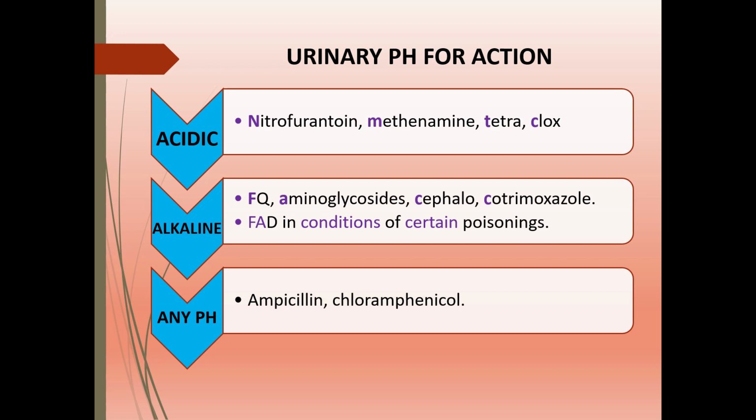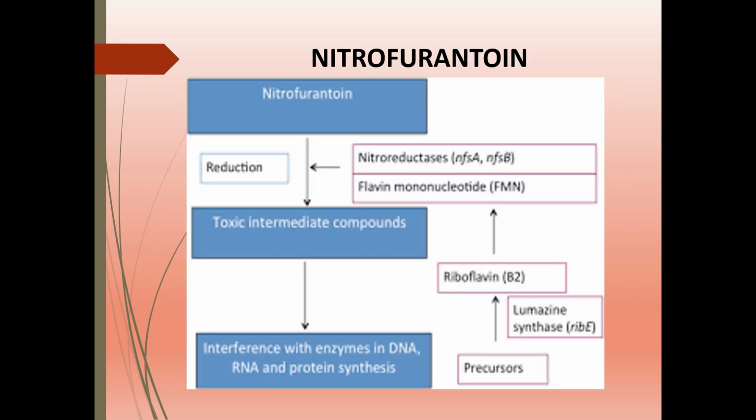And alkaline pH we can remember as forced alkaline diuresis, which is needed in certain poisonings. So this F stands for fluoroquinolones, A stands for aminoglycosides, C stands for cephalosporins and another C stands for cotrimoxazole. Forced alkaline diuresis in conditions of certain poisonings, so they need an alkaline pH. So pH is immaterial in the case of drugs like ampicillin and chloramphenicol. Chloramphenicol is not used because of its side effects like bone marrow suppression. It can be used in selected cases of pyelonephritis not responding to other drugs.